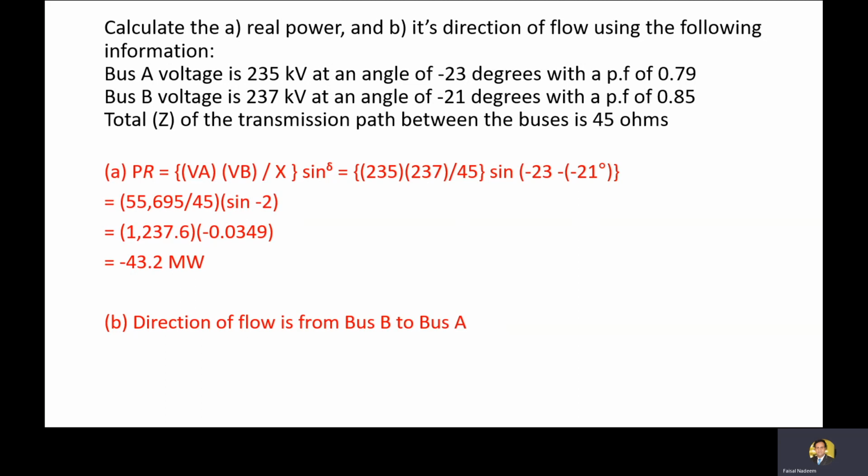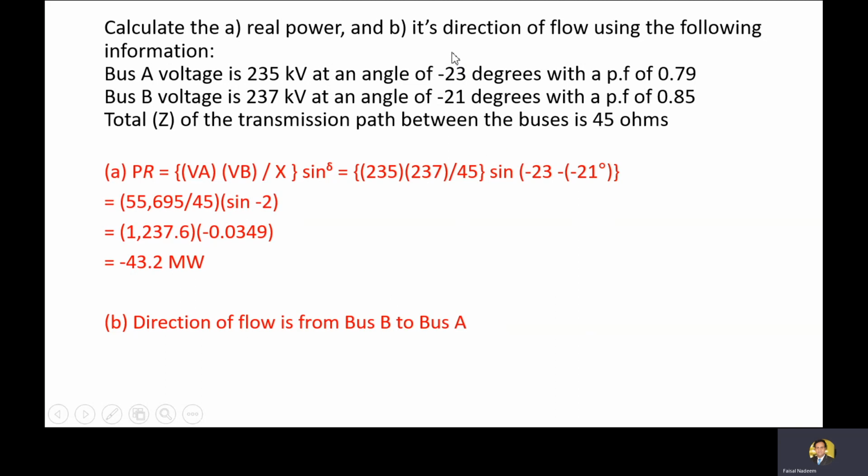This means that the flow of power is not from bus A to bus B. The flow of power is from bus B to bus A. Now, why is the flow of power from bus B to bus A? This is because the angle of voltage at bus B is less lagging than the angle of bus A. Therefore, the flow of power will be from B to A.